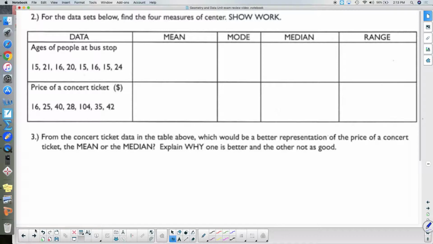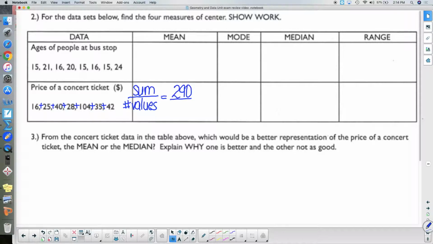To calculate the mean, you have to get the sum of all of them, so add them all up, and divide by the number of values that you added up. So in our case, we'd have to do 16 plus 25 plus 40 plus 28 plus 104 plus 35 plus 42. And you want to be sure that you can go and get the same thing I do. I got 290 as my sum. There's one really expensive ticket in there compared to the others.